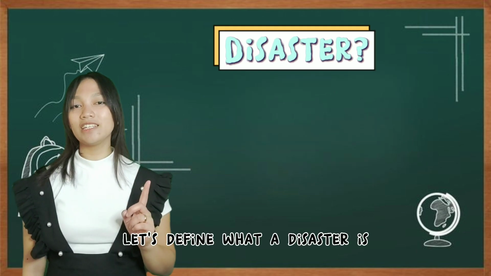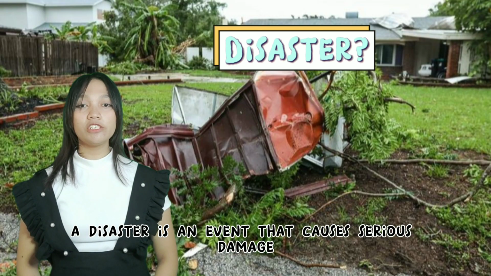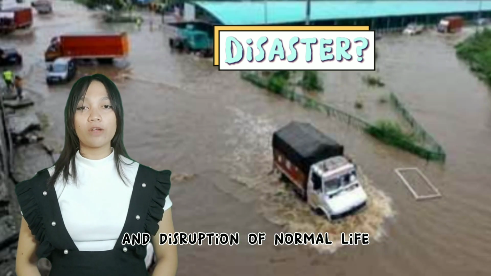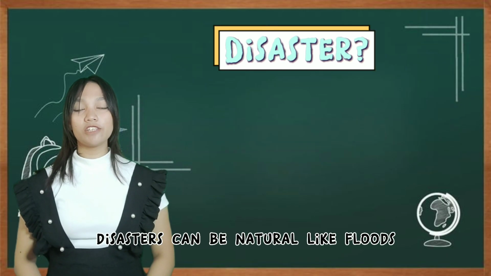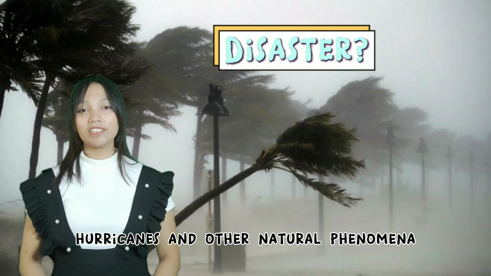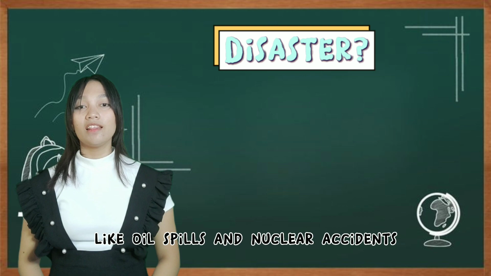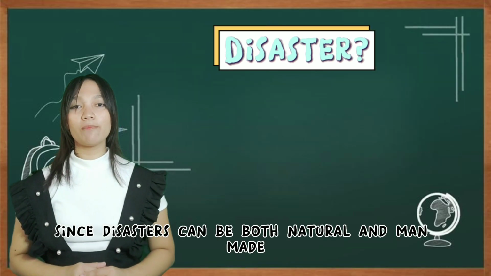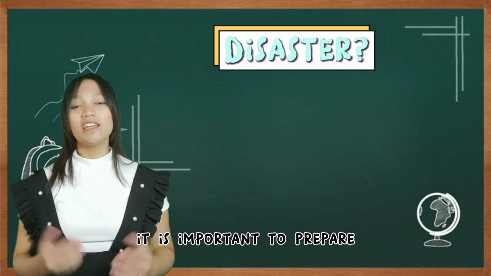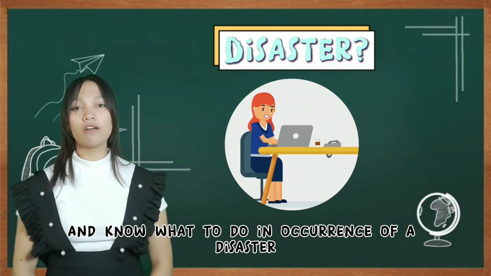Let's define what a disaster is. A disaster is an event that causes serious damage, loss of life, and disruption of normal life. Disasters can be natural like floods, hurricanes, and other natural phenomena. A disaster can also be man-made like oil spills and nuclear accidents. Since disasters can be both natural and man-made, it is important to prepare and know what to do in the occurrence of a disaster.